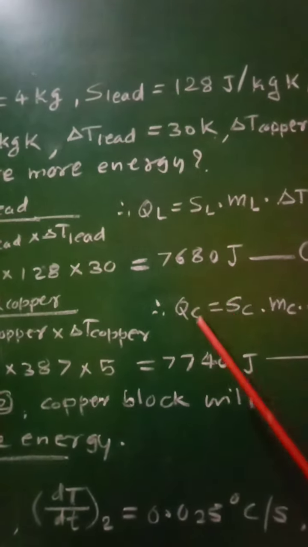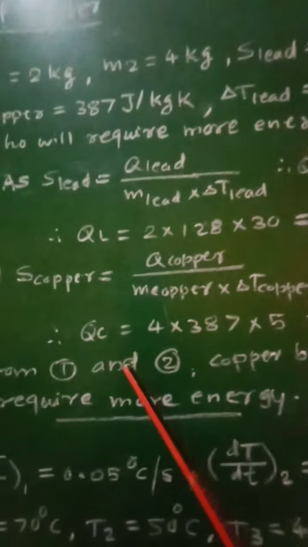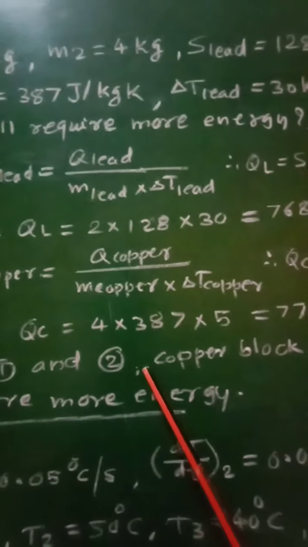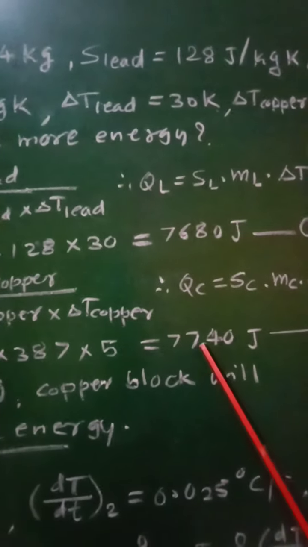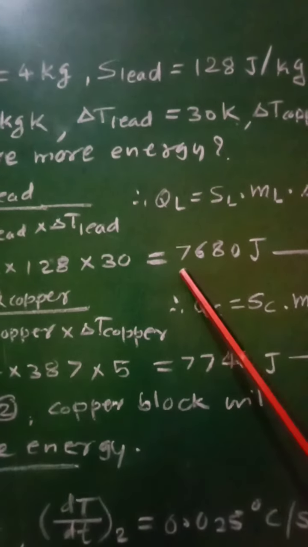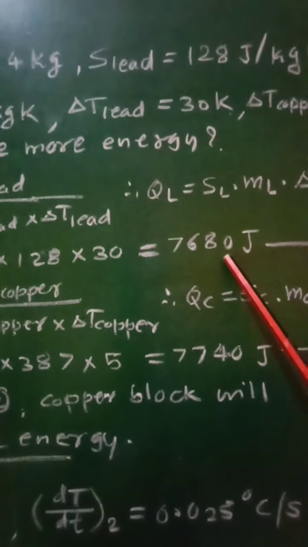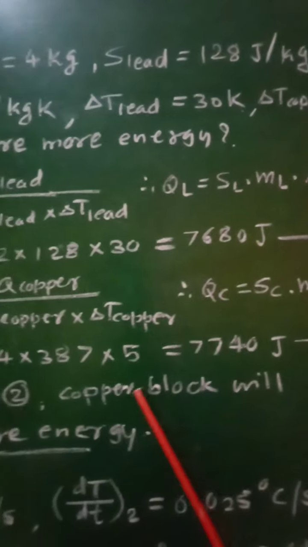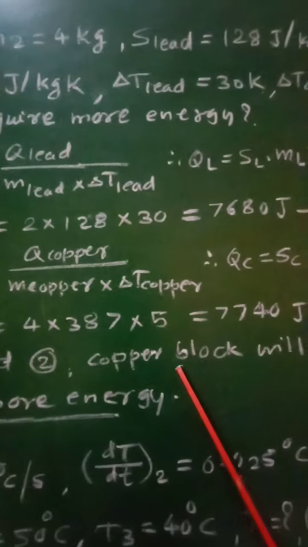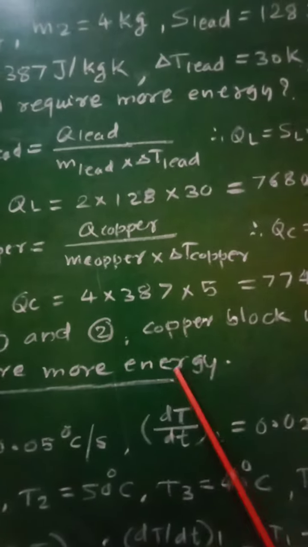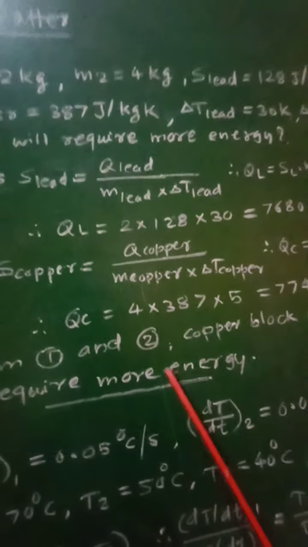Now we have to compare these two equations, and therefore from equation 1 and 2, Q_L is equal to 7680 and Q_C is 7740, and therefore we can say that the copper block will require more energy.